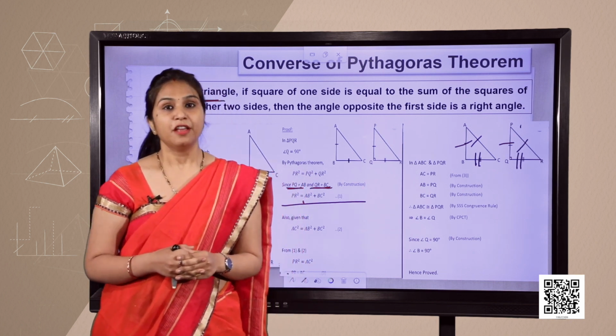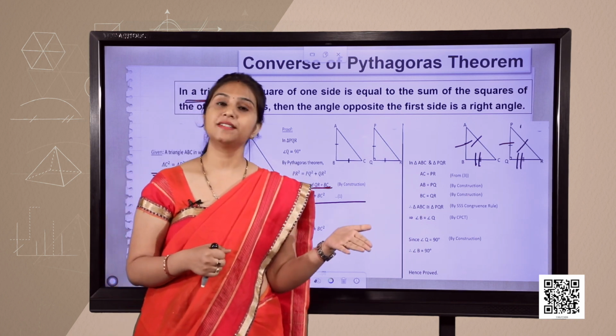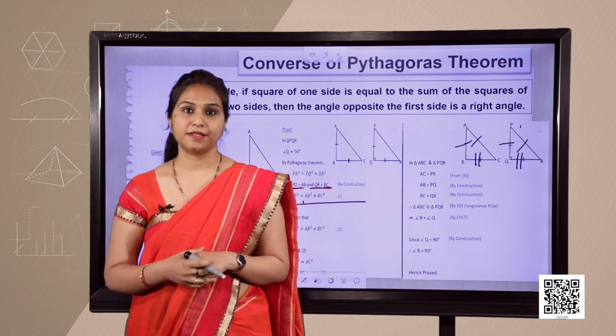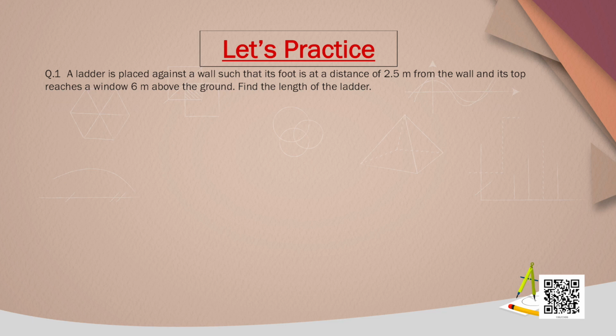After this, children, we are going to practice a few examples which are based on Pythagoras theorem as well as on the converse of Pythagoras theorem. So let's start with the examples now. Example number 1 says a ladder is placed against a wall such that its foot is at a distance of 2.5 meter from the wall and its top reaches the window 6 meter above the ground. Find the length of the ladder.